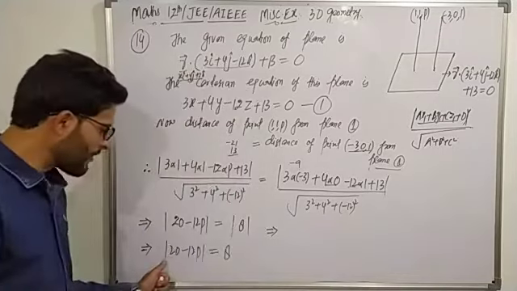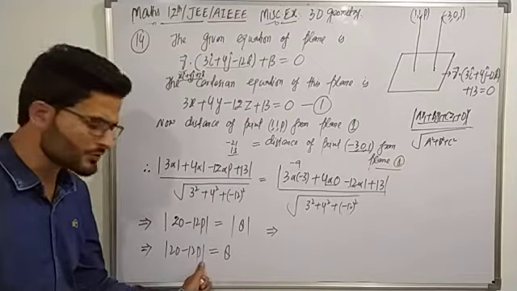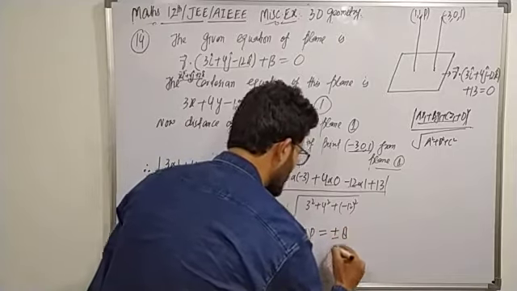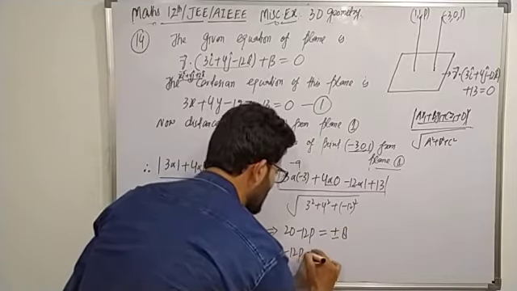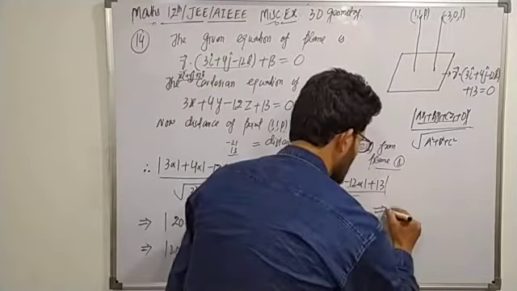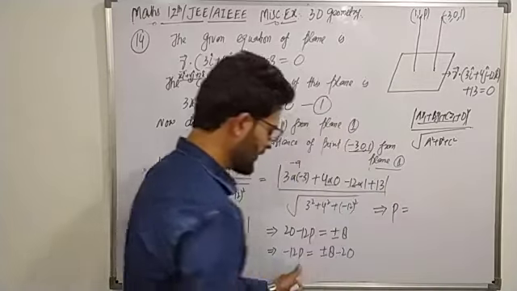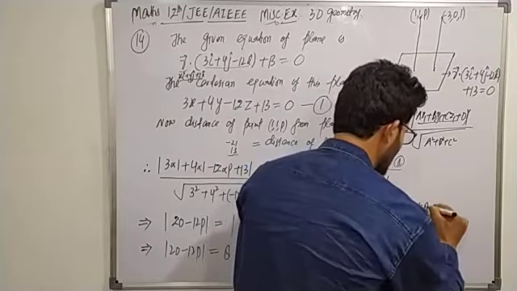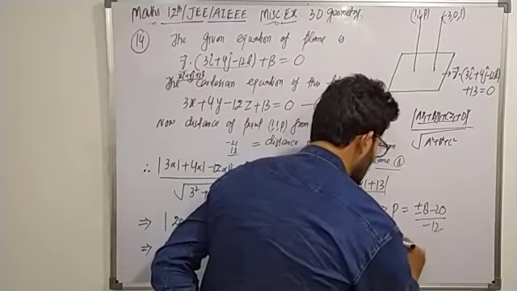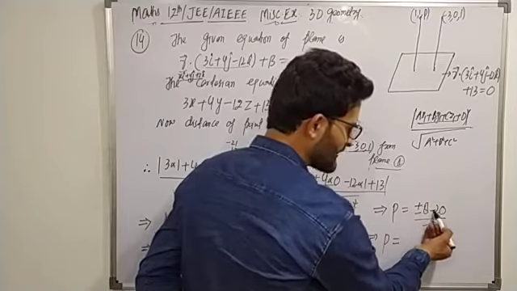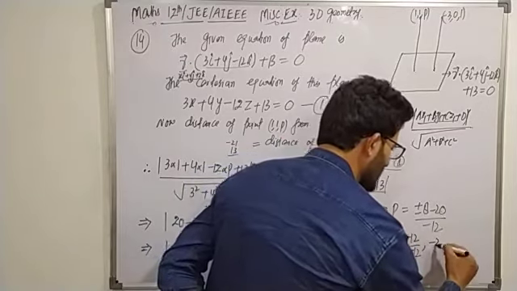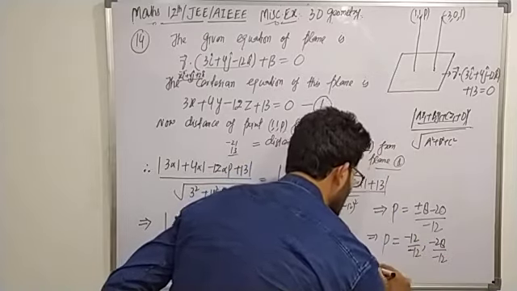So now here, mod of 20 minus 12p is 8, so the mod has two values, plus 8 and minus 8. So 20 minus 12p must be equal to plus minus 8. So minus 12p must be equal to plus minus 8 minus 20, because plus 20 on the RHS becomes minus 20. So what will be the value of p? p must be equal to plus minus 8 minus 20 divided by minus 12, because minus 12 is multiplied on the LHS so it will be divided on that side. So p has the value 8 minus 20, that is minus 12, divided by minus 12, or the other value minus 8 minus 20, that is minus 28 divided by minus 12.